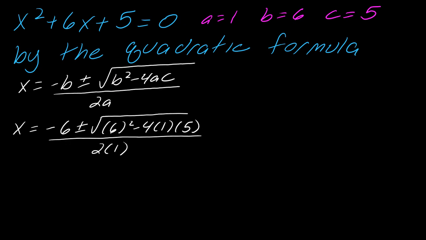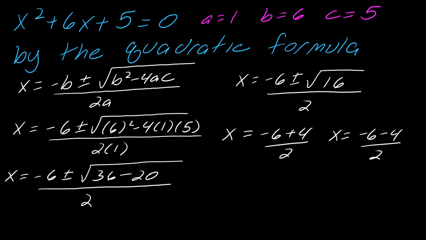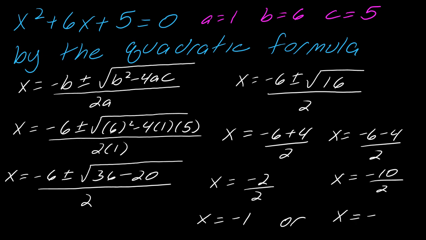Now, after you've plugged those in, you use the order of operations to help simplify this. So let me do that next. And now I can break this up into two cases to finish simplifying. So I'll have x equals -6 plus 4 divided by 2. And then I'll also have x equals -6 minus 4 divided by 2. So I get x equals -2 divided by 2. So I have x equals -1 for one solution. And then for the other one, this will be x equals -10 divided by 2. So this will be x equals -5.